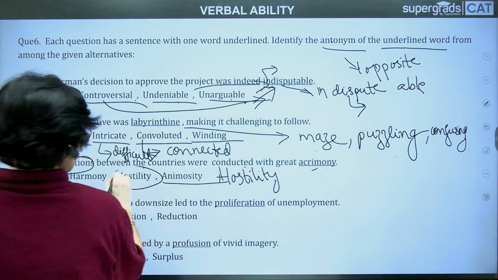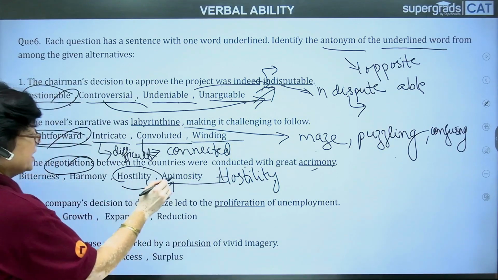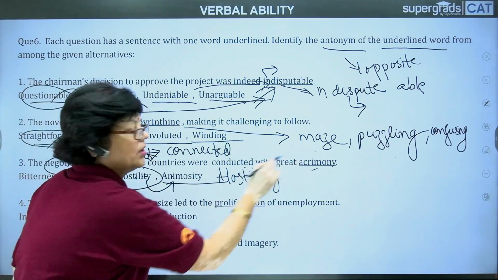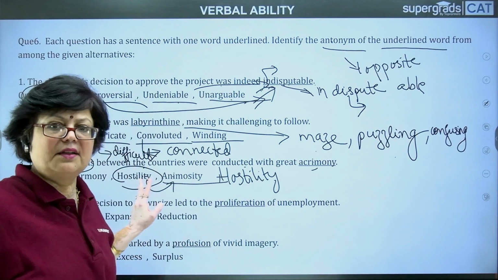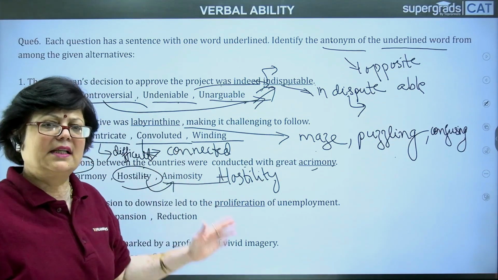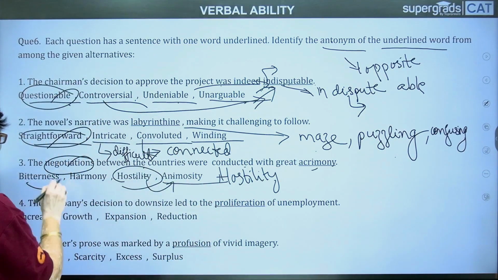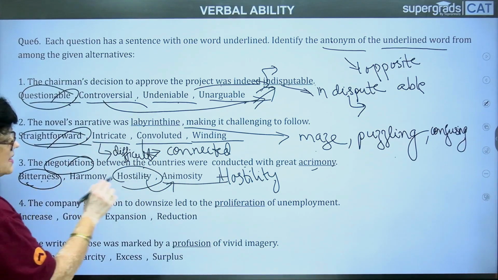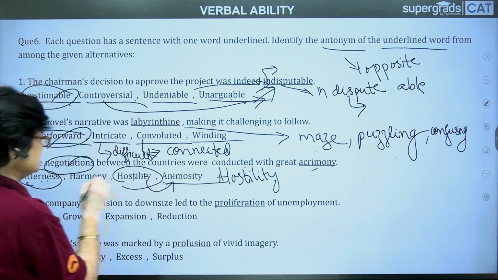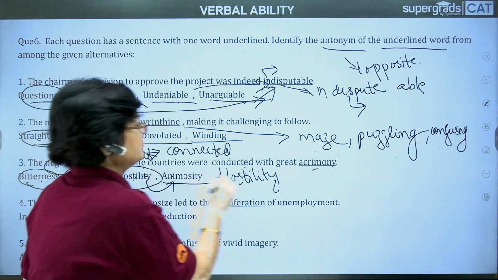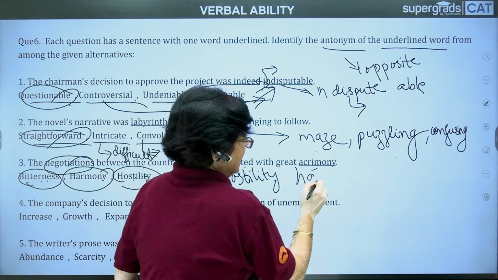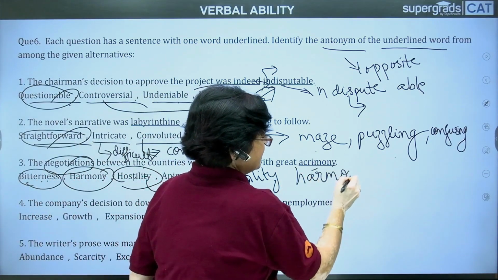This has also come. Hostility means again animosity. Okay, this is like acrimony only, right? It is going in the negative sense, harsh, sharp, bitter. Okay, then bitterness, already it is given. So bitterness, hostility, animosity are all same. The answer is harmony. Opposite of acrimony is harmony.